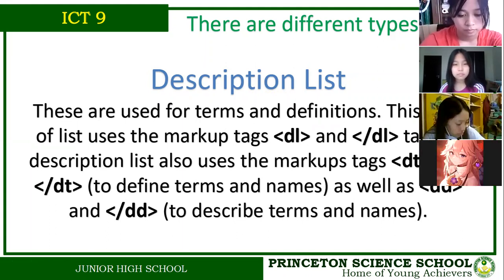These are used for terms and definitions. This type of list uses markup tags such as DL tags. A description list also uses the markup tags DT and closing tag DT to define terms and names, as well as DD and closing tag DD to describe terms and names.